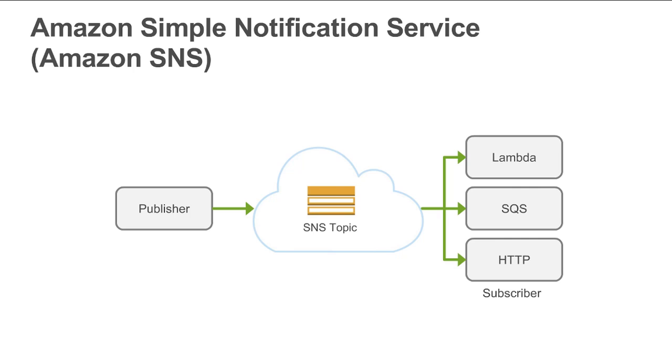And in both cases, both in SQS and SNS, we provide you with high durability of messages. We store each message with multiple copies. So when you send a message either to a queue or a topic, and you see an OK from that call, it means that you can be sure that the message will be delivered to your destination.